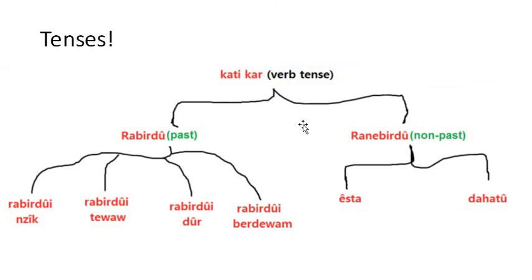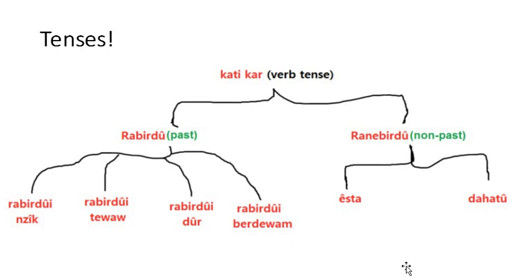Basically, you have two main sectors of tenses in Kurdish. You have raberdu, you have ranaberdu. You have past and non-past. It's exactly the same in Japanese. You have two tenses, past and non-past. For example, you say orenji o tabemasu, which means I eat orange or I will eat orange. This is non-past. But if you say orenji o tabemashita, it means I ate orange. So at this time it's past tense.